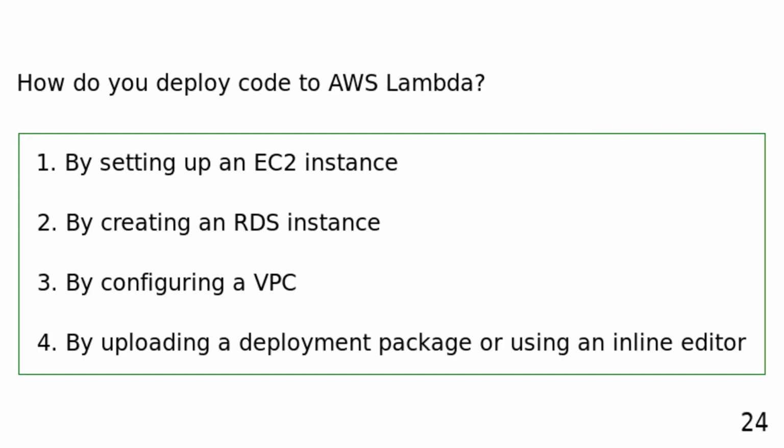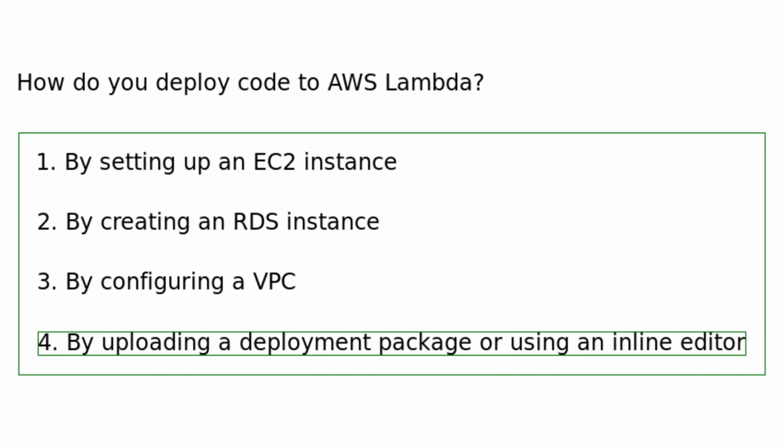How do you deploy code to AWS Lambda? By setting up an EC2 instance. By creating an RDS instance. By configuring a VPC. By uploading a deployment package or using an inline editor. You can deploy code to AWS Lambda by uploading a deployment package through the Lambda console, CLI, or SDKs, or by using the inline code editor provided in the Lambda console.